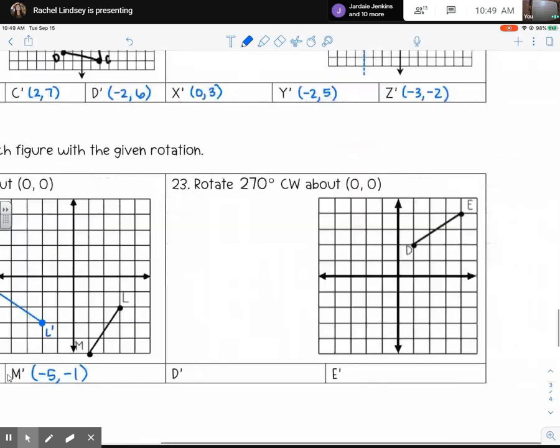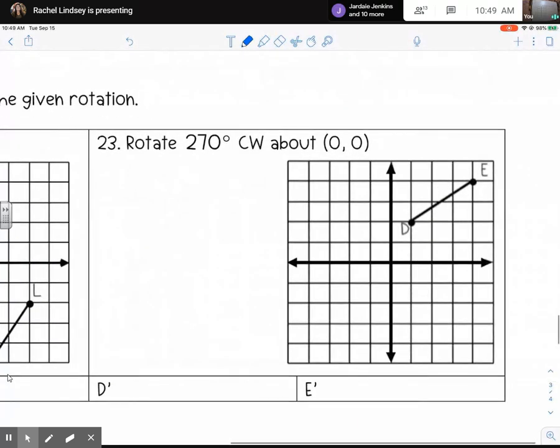Okay, now number 23, I want you to rotate 270 clockwise, which is the same as 90 degrees counterclockwise. Remember, I like to go back to the 90 one so I can find my rule. So x, y goes to switch y and x, and counterclockwise goes to the left, so the y becomes negative.